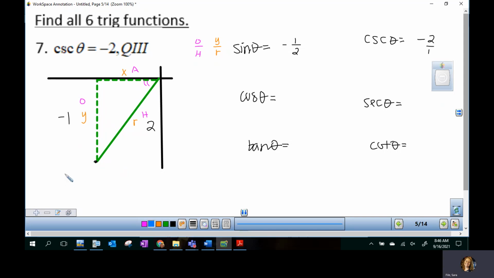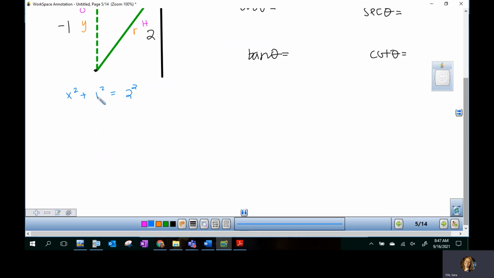Pythagorean theorem. Okay? So x squared plus y squared equals r squared, a squared plus b squared equals c squared, however you want to think of that. I said don't worry about the negatives in the Pythagorean theorem. It does matter that 2 is the hypotenuse. It's the c in the Pythagorean theorem. Okay, the legs, the hypotenuse.